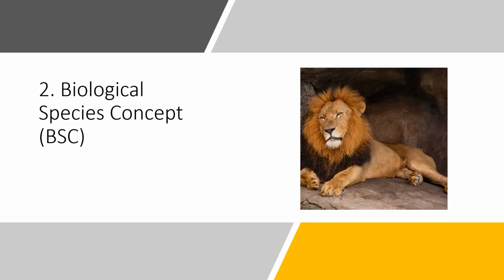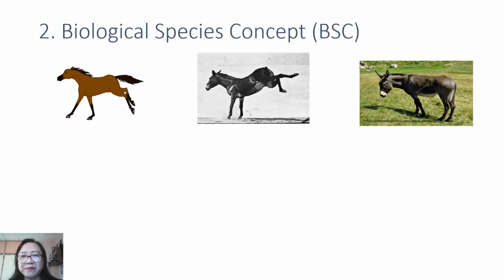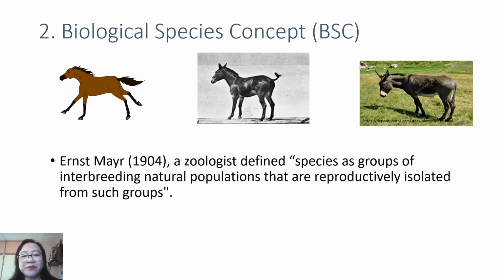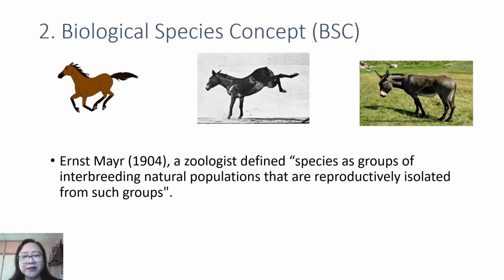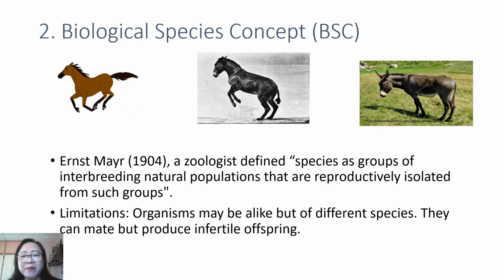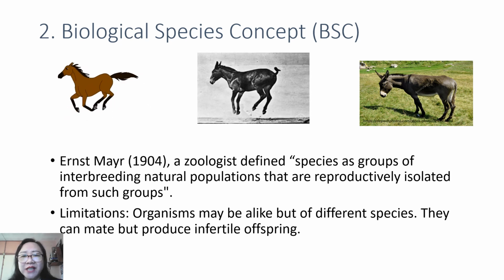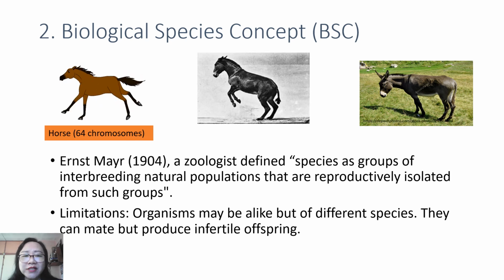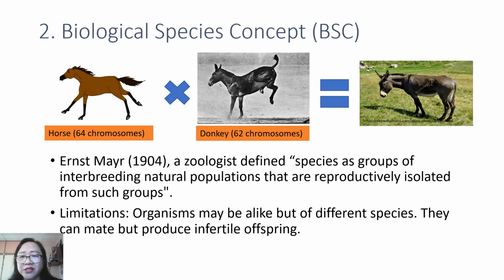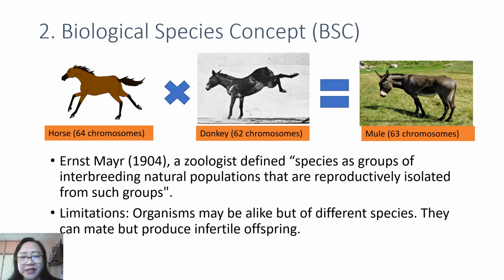Number 2 is the biological species concept or BSC. From the biological species concept perspective, Ernst Mayr in 1904 defined species as groups of interbreeding natural populations that are reproductively isolated from other such groups. But the limitation of this is that organisms may be alike but of different species that can mate but produce infertile offspring. For instance, take a look at our illustration. A horse with 64 chromosomes is mated with a donkey with 62 chromosomes. As a result, a mule with 63 chromosomes is produced, and this mule is infertile.